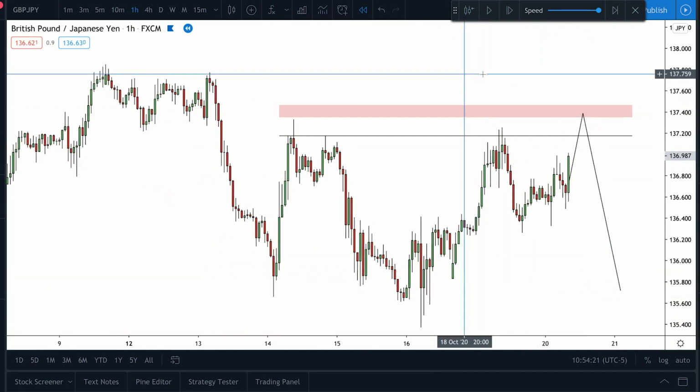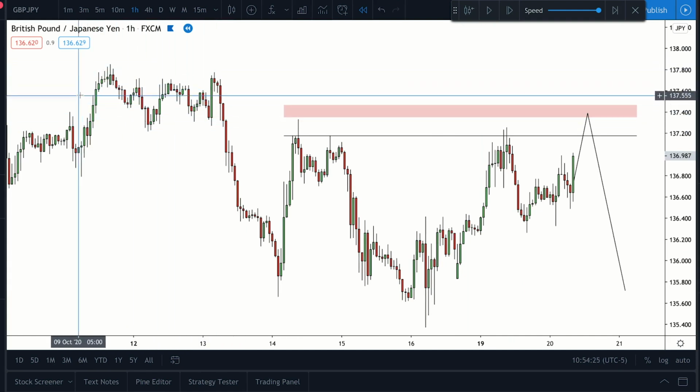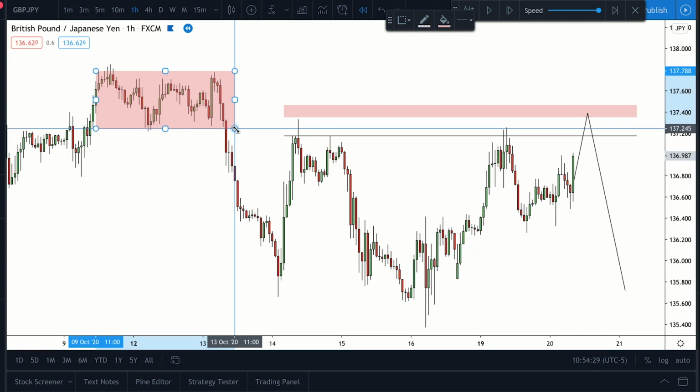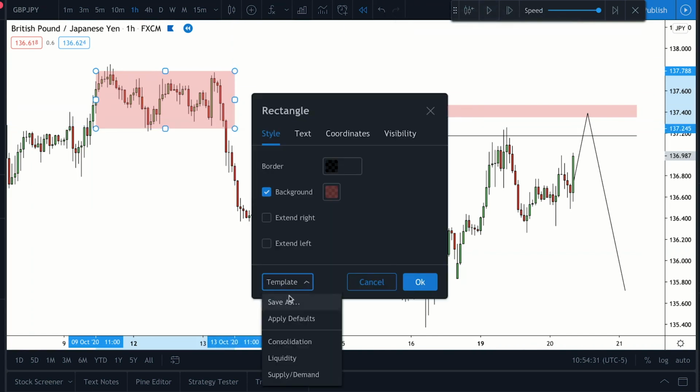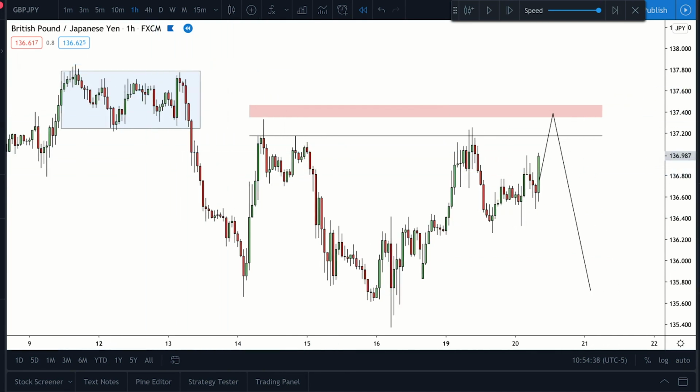Now, if we use what we've learned, we'll see that we have here a supply zone, right? Big uninterrupted movement with a consolidation zone before it. So this is a supply zone. And what did we say about supply zones? It's an area that the institutional players are looking to sell their orders from.